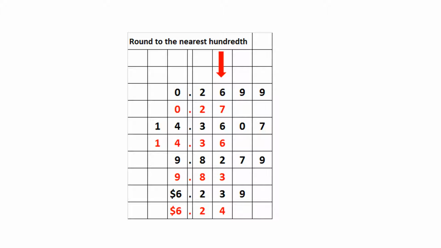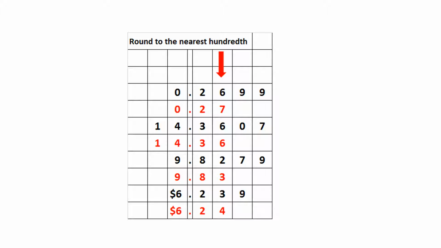Okay, our next number is 14.3607. The number next to the 6 to the right is a 0. The 6 does not change. If it's 4, 3, 2, 1, or 0, it does not change. So the final answer is 14.36. How do you say it? It's 14 and 36 hundredths.